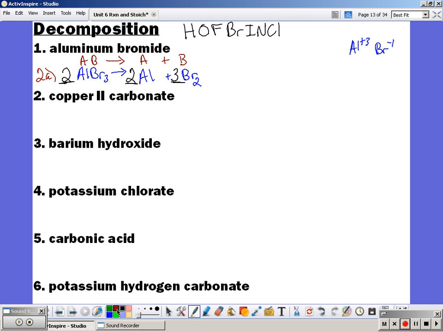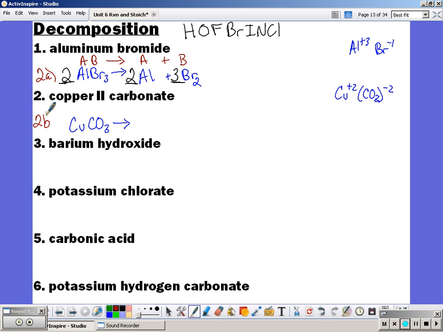Copper 2 carbonate. Copper has a charge of +2. Carbonate is CO3 -2. So we cross our charges, Cu, CO3. Since that's my only substance, it has to be a decomposition. So we have a metal carbonate. So I'm looking at my decompositions, and I'm going to follow the metallic carbonates. So 2B.